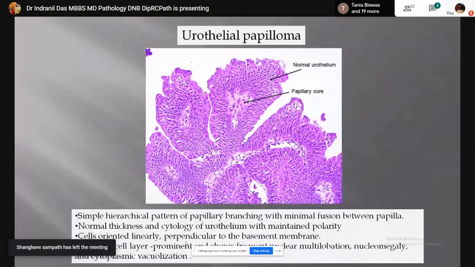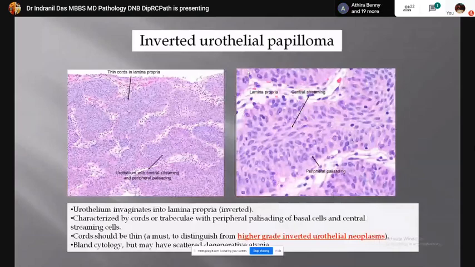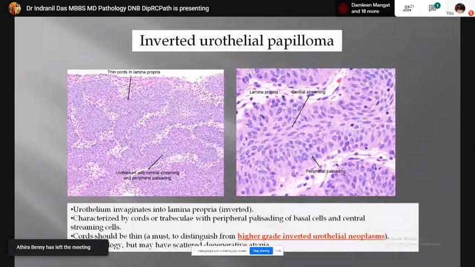There is simple hierarchical branching with minimal fusion between the papillae. Thickness is normal, whereas in papillary urothelial neoplasm of low malignant potential there is increased thickness, but in urothelial papilloma the thickness is almost normal. Cells are oriented linearly, perpendicular to the basement membrane. That means the polarity is almost maintained. The umbrella cell layer is preserved, but these umbrella cells may show some reactive changes in the form of cytoplasmic vacuolization, multilobation, or nucleomegaly.